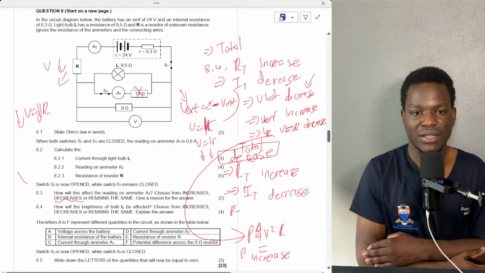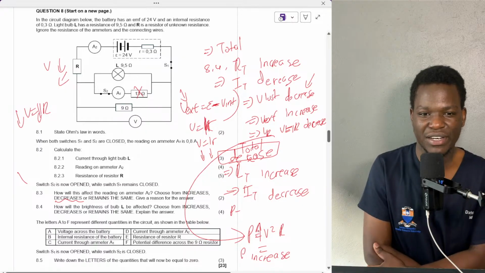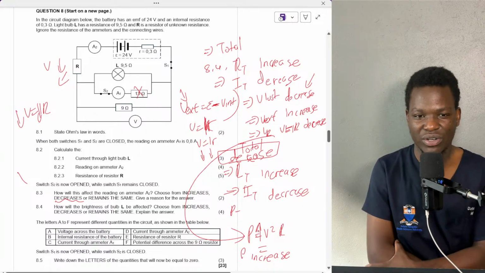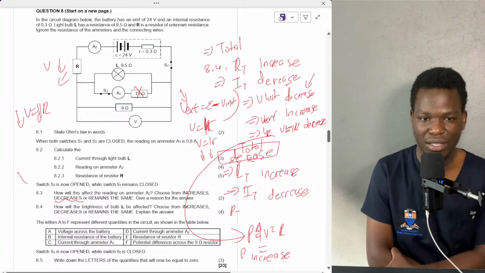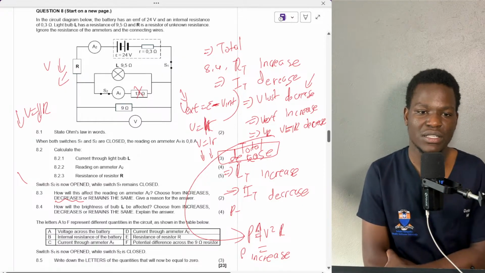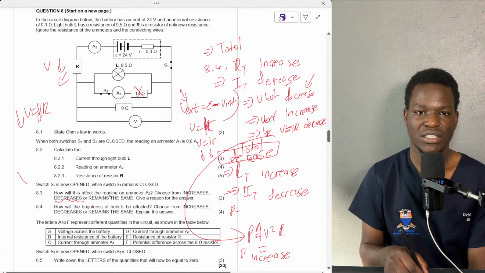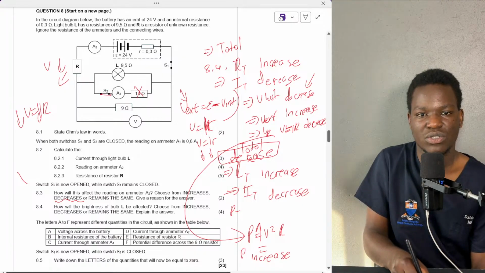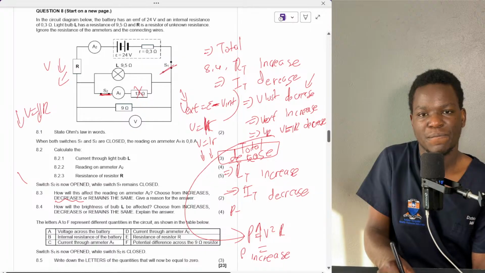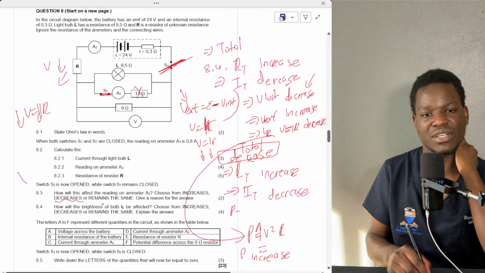And then it says, okay, the letters A to F represent different quantities in a circuit as shown in the diagram below. It says the internal resistance of the battery, okay, and then write down the letters of the quantities which will be 0. Okay, they say switch S is opened, which is S1 is open, S2 is closed, which is going to be 0. Let's see now which are the quantities which are going to be 0.